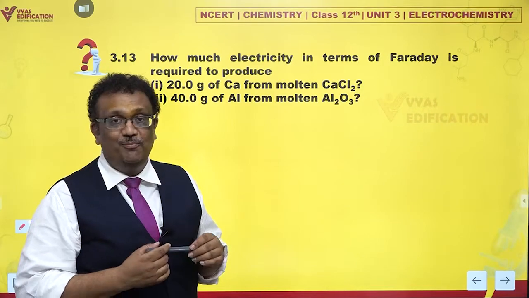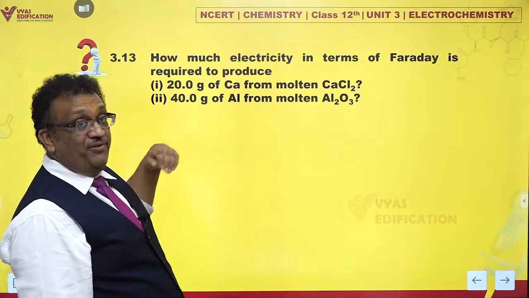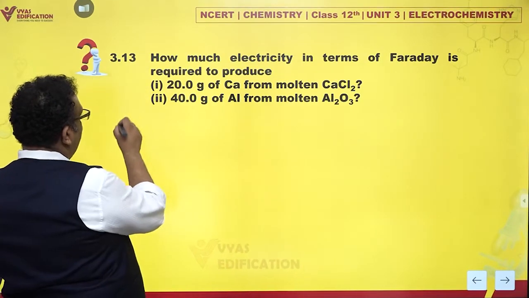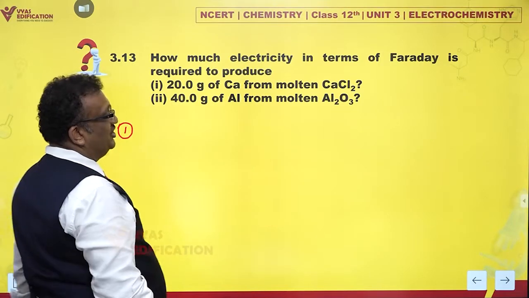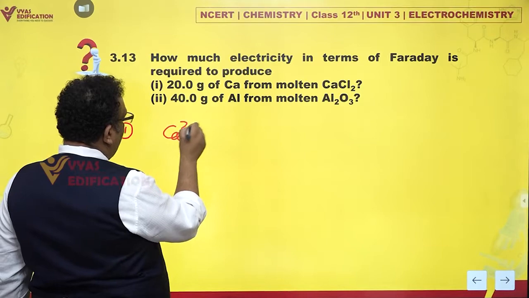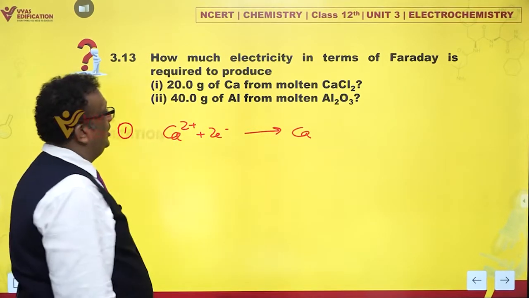Now this is a question based on electrolysis. What does it say? How much electricity in terms of Faradays is required to produce what? First part is 20 grams of calcium from molten calcium chloride. If you have calcium chloride, that means you have calcium ions which you are trying to reduce to get calcium.